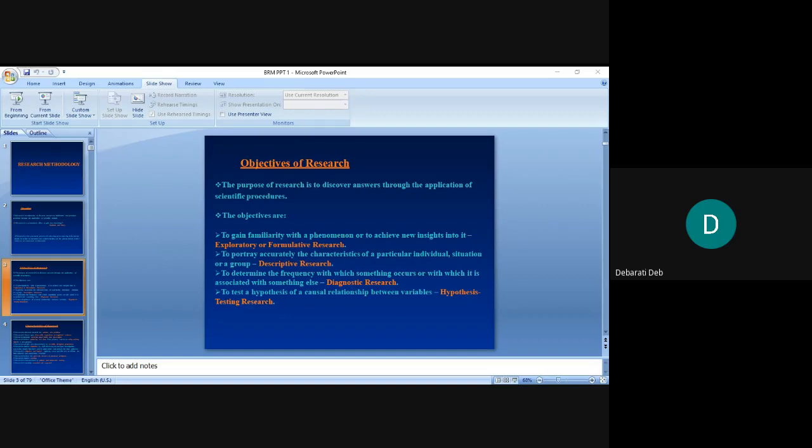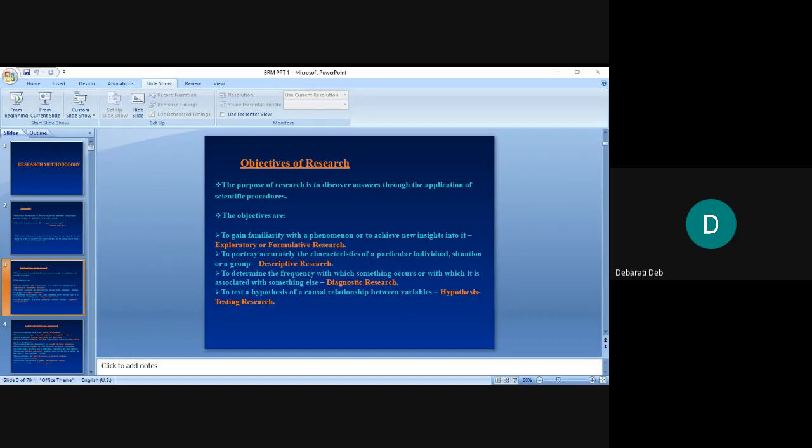And the fourth type of research can be hypothesis testing research. Here you need to test a hypothesis of causal relationship between variables. This is an extended version of diagnostic research, where you will apply some statistical tools which are there in chapter 3 or 4. So I will teach you that also. So you will have to use hypothesis testing in order to prove the relationship. Causal relationship.